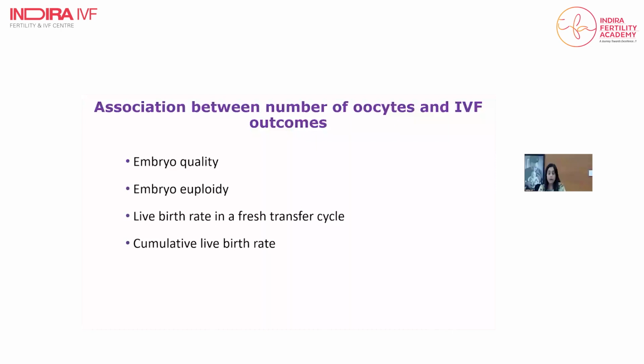So let us try and understand some associations between the number of oocytes and IVF outcomes, because in ovarian stimulation, we are aiming to increase the number of oocytes. And how does it relate to preclinical outcomes or the laboratory outcomes in terms of embryo quality, embryo euploidy, and also the clinical outcomes, that is live birth in a fresh transfer cycle. We still do fresh transfer cycles, so how does it correlate? The number of oocytes to live birth in a fresh transfer cycle, and cumulative live birth rate, which we have defined in the earlier slide.